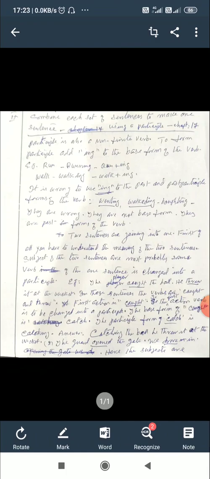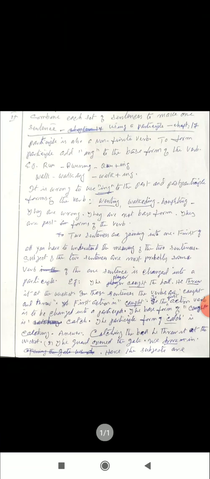And when joining, there are two actions. If two sentences are joining into one, find out the first action. The first action should be changed into a participle. If the subject is the same, we can put the participle first. If the subjects are different, we put the participle after the first subject, and use the perfect participle, that is having plus past participle. So this is the way to combine each set of sentences to make one sentence by using a participle.